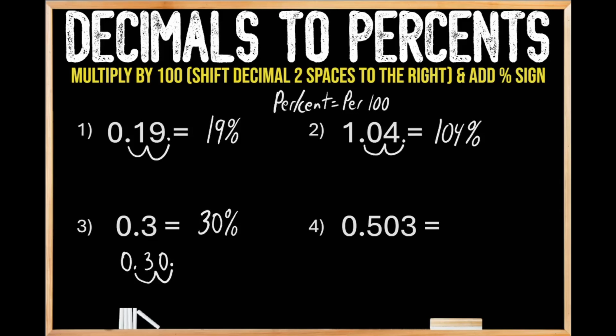Now moving on to question number 4, where this time we're going to convert the decimal of 503 thousandths into a percent. And we're going to do this by multiplying this decimal by 100. So we're going to shift the decimal 2 spaces to the right, which is going to give us 50 3 tenths. And then we're going to add our percent sign. So when we convert the decimal of 503 thousandths into a percent, we get 50 3 tenths of a percent.